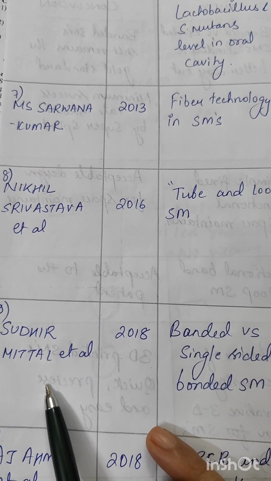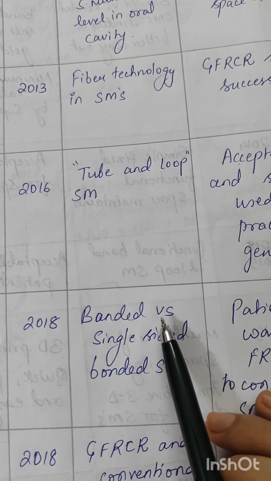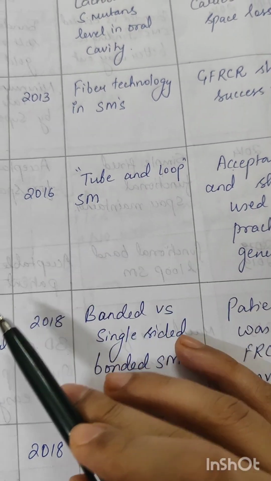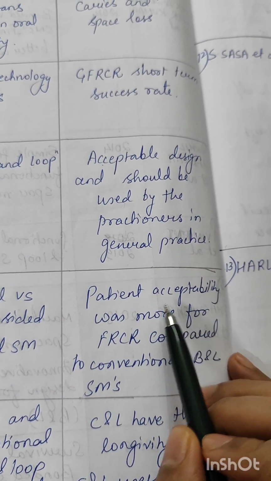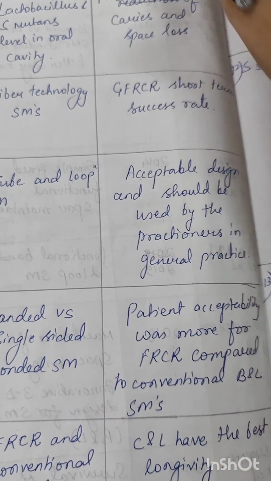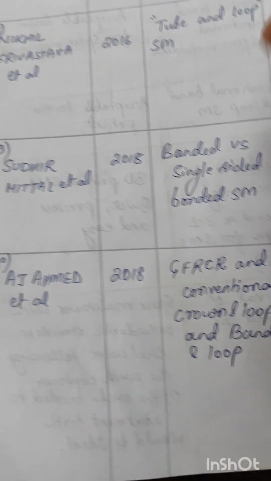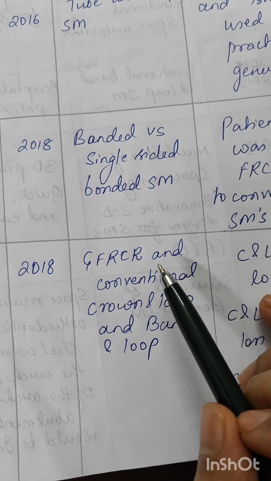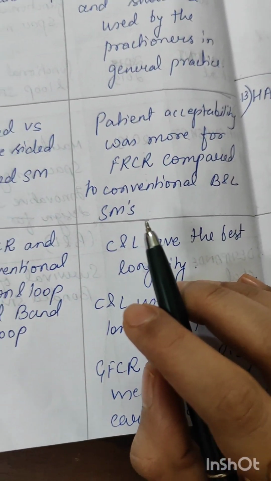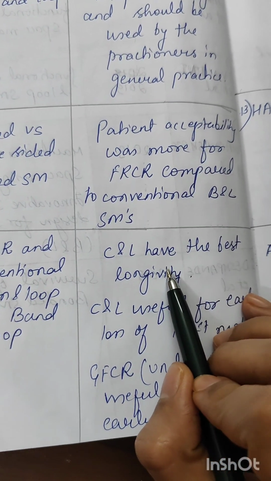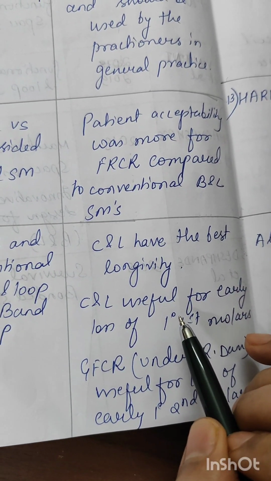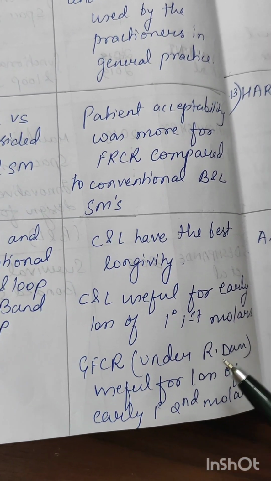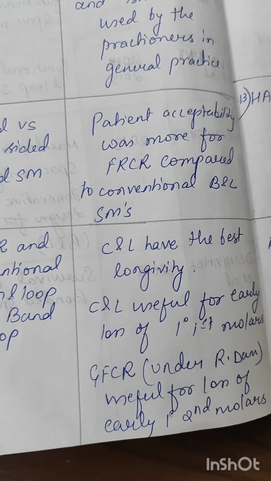Then Sudhir Mittal et al. has done a study on banded versus single sided bonded in 2018, and he told that the patient acceptability for fiber reinforced composite resin was higher as compared to conventional. Then AJ Ahmad et al. in 2018, glass fiber reinforced versus band and loop and crown and loop, and he concluded that crown and loop space maintainer has the best longevity. Crown and loop for when there is an early loss of first primary molar, and glass fiber reinforced under rubber dam for premature loss of primary second molar.